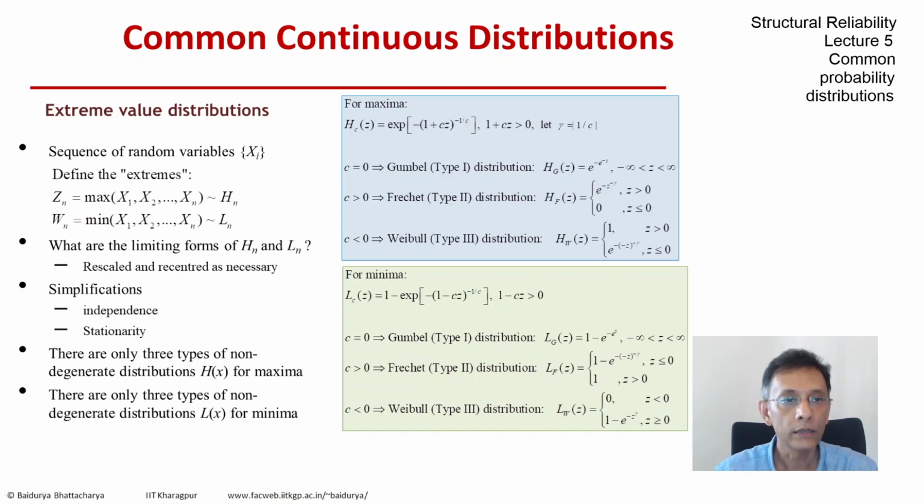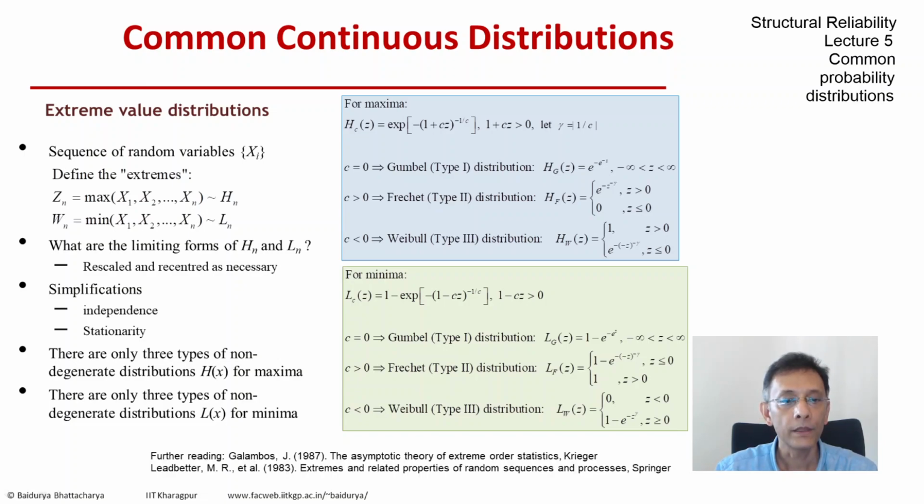Now, just one point to note is that when I say two distributions are of the same type, so if distributions f and g are of the same type, it means that f of x is equal to g of ax plus b, where a and b are constants. And these two texts are excellent for further reading, the book by Columbus and the book by Leadbetter and others.